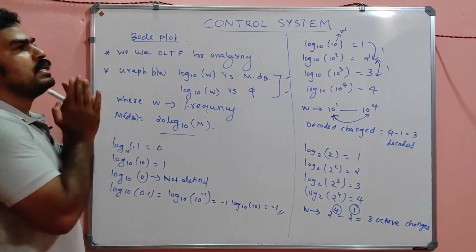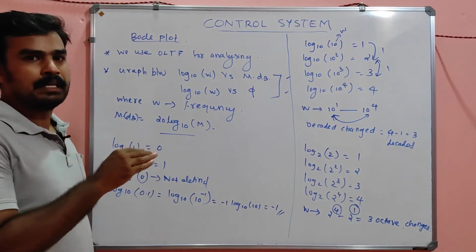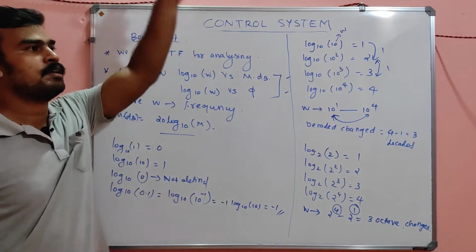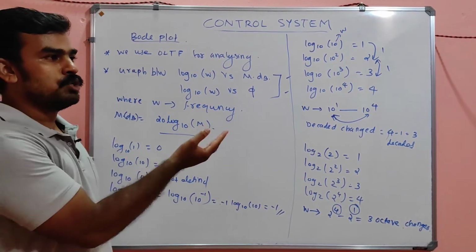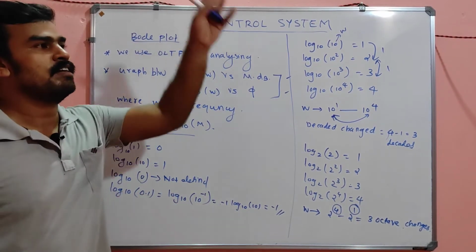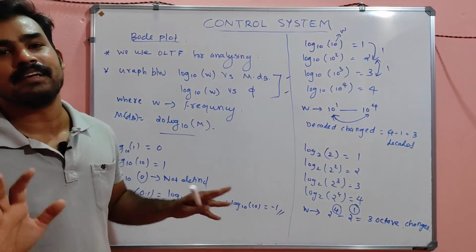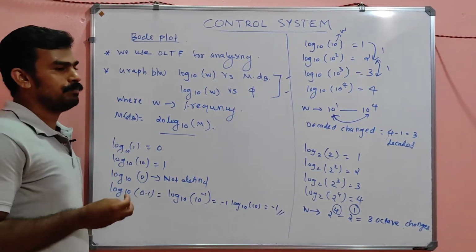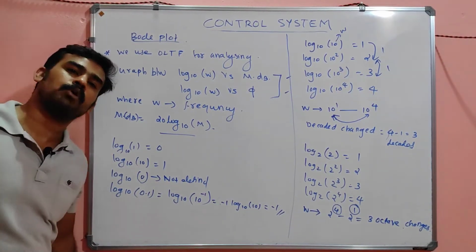So the Bode plot is nothing but a graph between log 10 of omega versus magnitude, and also log 10 of omega versus phi, or nothing but phase angle. That is called the Bode plot.